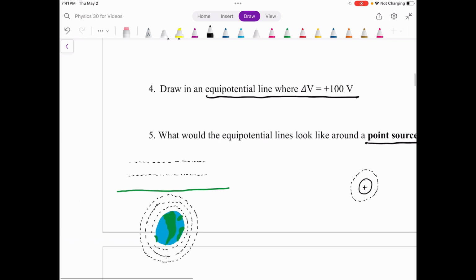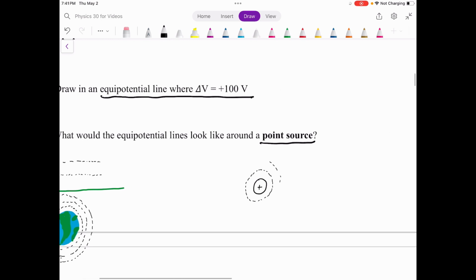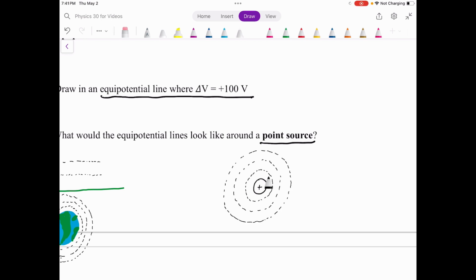The same way on the Earth, a ball would be given the same amount of potential energy to be moved from the surface to here, or from the surface to here, okay? And so you could imagine the equipotential lines around a point source would look something like this. And obviously we could draw infinitely many of these, right? But just putting in a few of them, a charge would have the same amount of potential energy anywhere around this point source of the electric field.